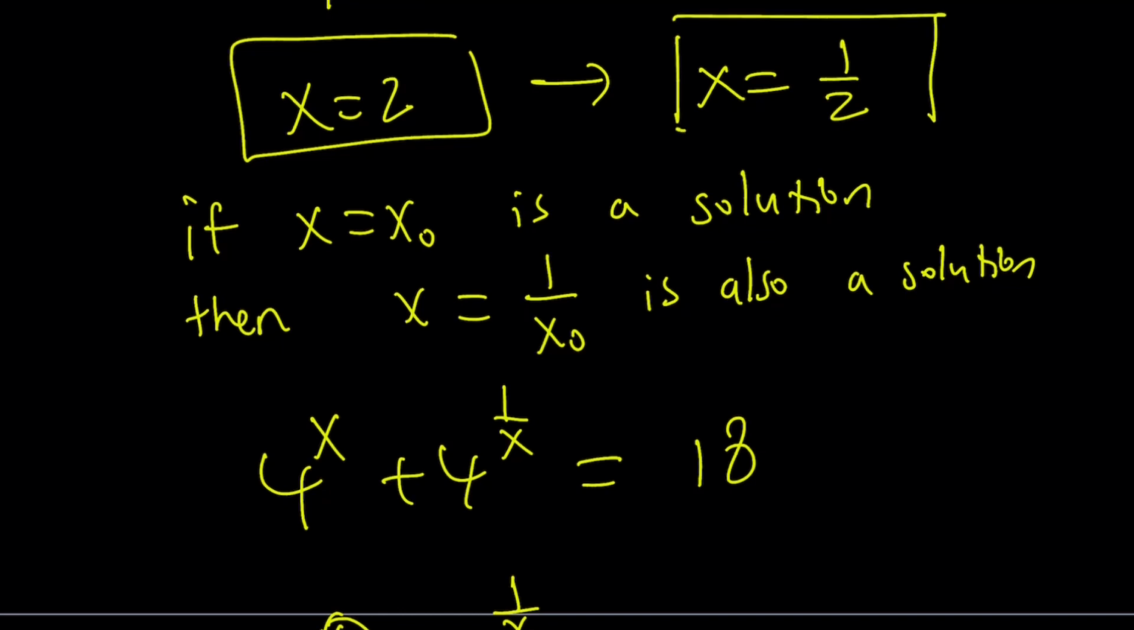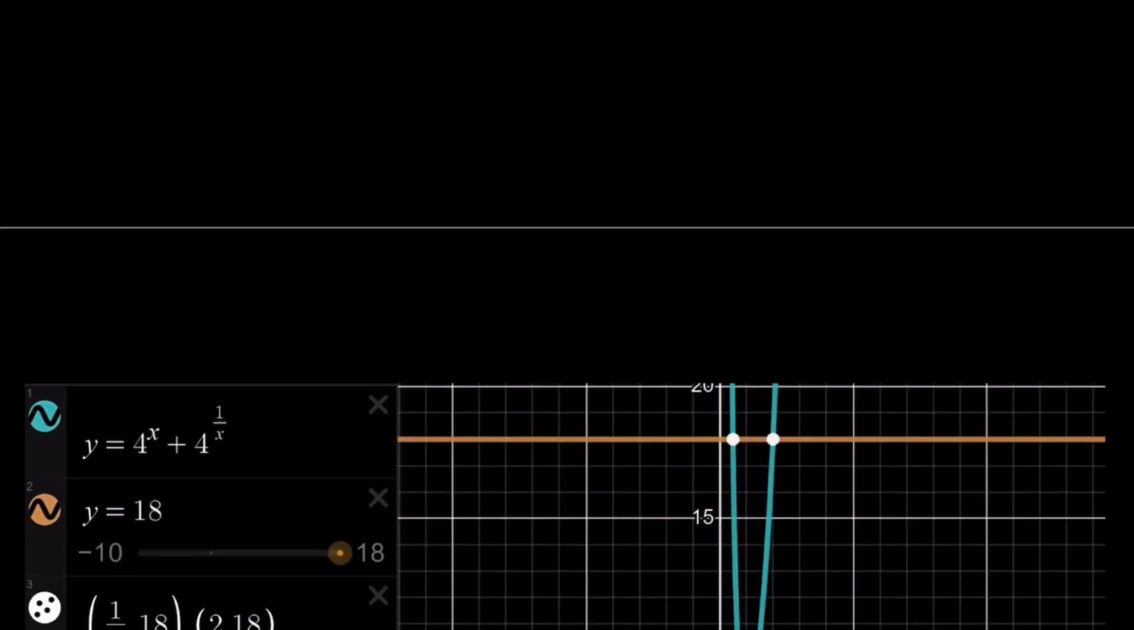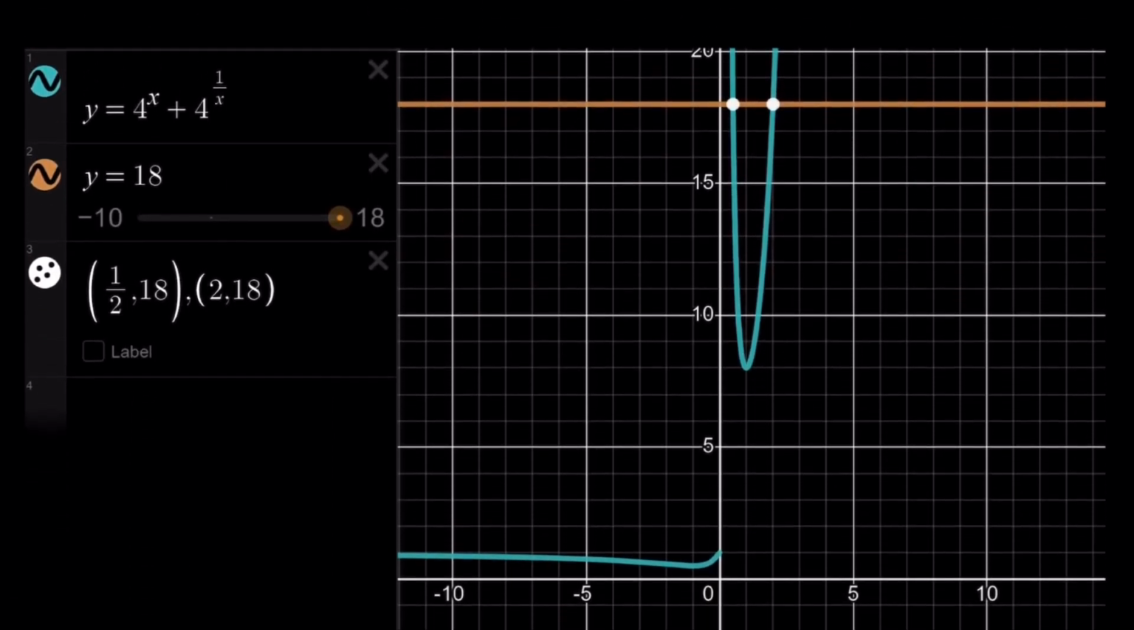And are there any other solutions? No. But let's go ahead and take a look at the graph and get a better idea how these functions behave. Now, I graph both of these functions. And by the way, the graph of 4 to the power x plus 4 to the power 1 over x is a very interesting graph because it behaves really weird on the left-hand side. Exponential functions normally are constantly increasing or decreasing, but this is like the sum of two weird functions.